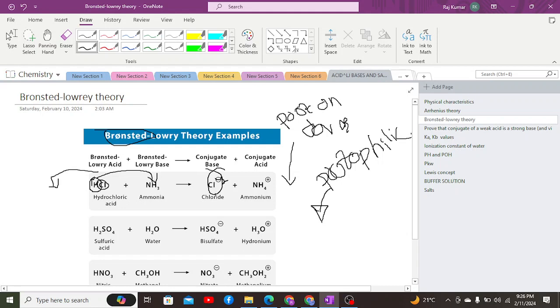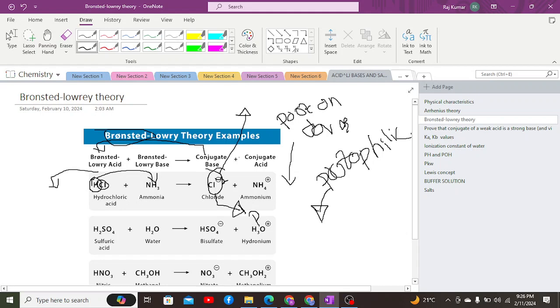And when its ability to donate proton was finished, it actually became a proton lover, which means it now had the capability to accept proton. At that moment, when it had the capability to accept proton, it was considered a base, and that base was formed due to the reaction of an acid. So we can say that this was a conjugate base of the Bronsted acid HCl. So chloride was a conjugate base of the Bronsted acid HCl.